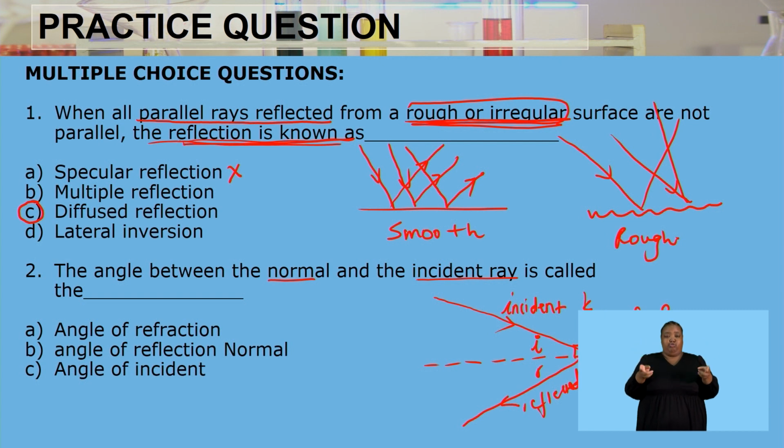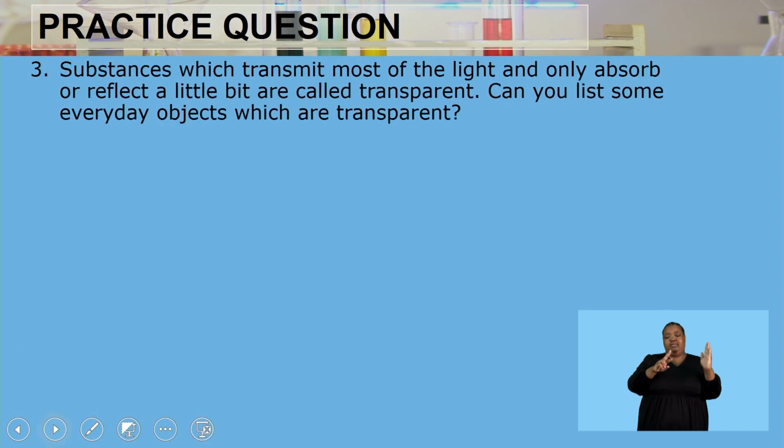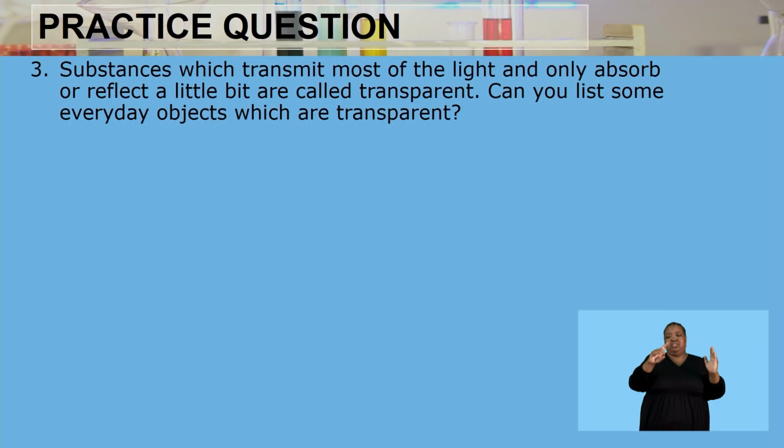It is between the normal and the incident ray. So our answer is also C in this case. If you're talking about the angle of reflection, that is going to be the angle between the reflected ray and the normal. However, those two angles, the angle of incidence and the angle of reflection, are equal.